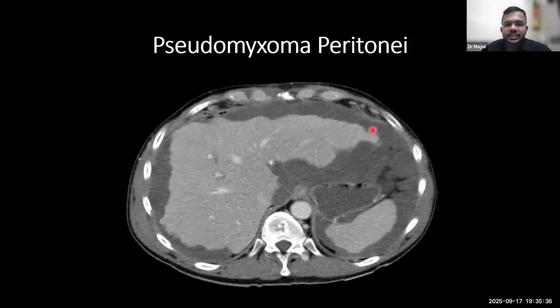Multiple mucinous deposits in a case of mucinous ovarian neoplasm. It is causing extensive scalloping of liver surfaces, pseudomyxoma peritonei.